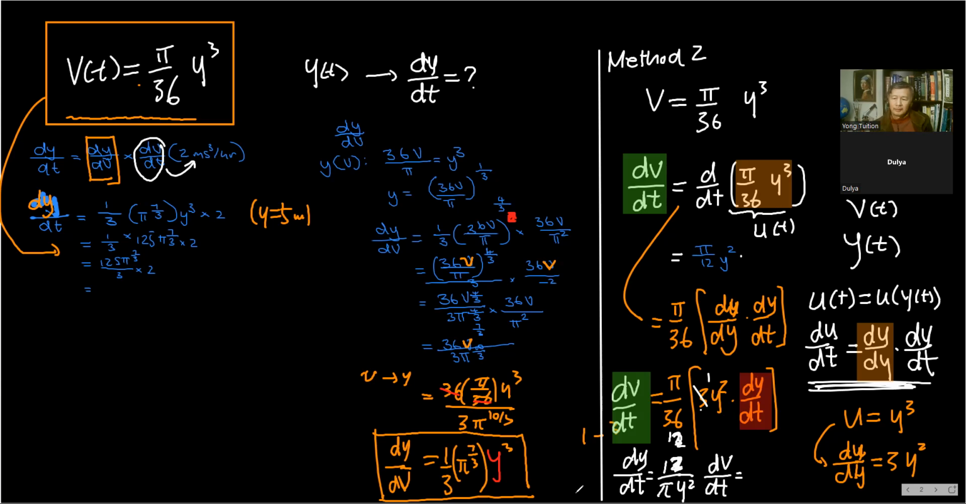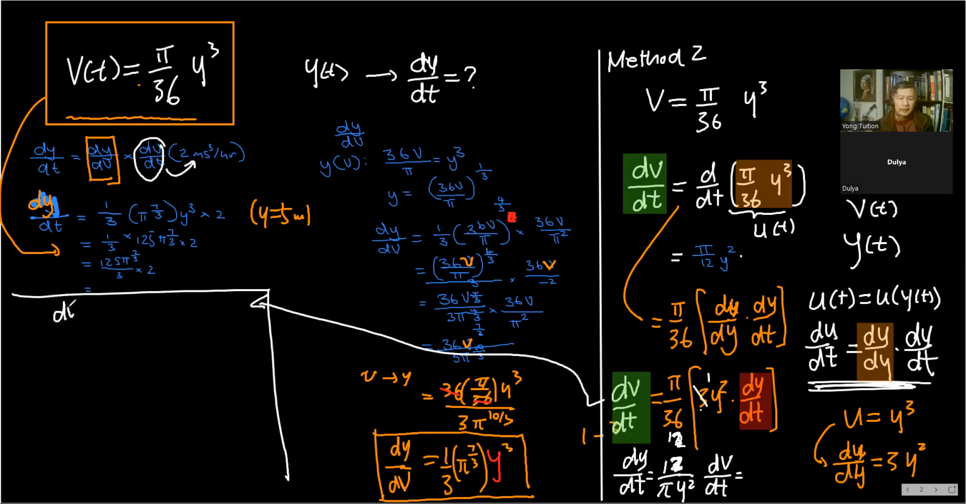How did we flip the thing? Can we just move this to this corner? You see? So we got dV/dt equal to pi over 12 y squared dy/dt. Okay, to solve for dy/dt, we just divide this. This is unknown. Can you try?